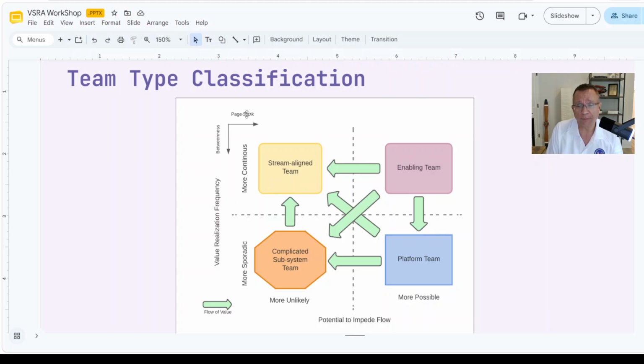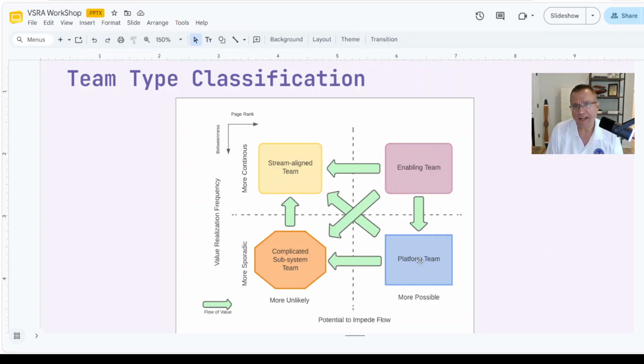And with regards to PageRank, stream-aligned teams and complicated subsystem teams both have low values of PageRank. That means that generally, from a graph centralities point of view, they are not as important to the graph as the enabling teams and the platform teams, which have a higher value of PageRank.